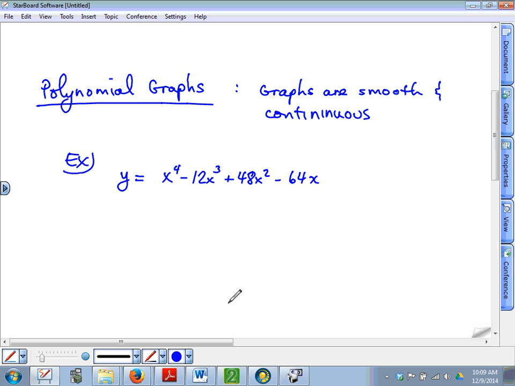What about x and y-intercepts? Yes. Polynomial functions have x and y-intercepts. Always a y-intercept. Sometimes it doesn't have an x-intercept. So I would start with intercepts, and the easiest one to start with is the y-intercept.